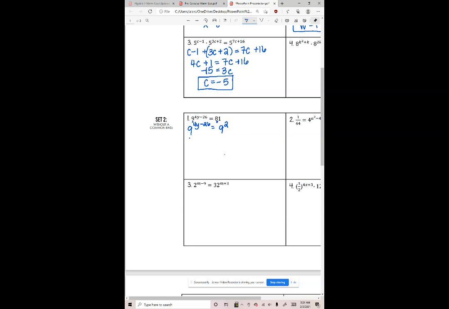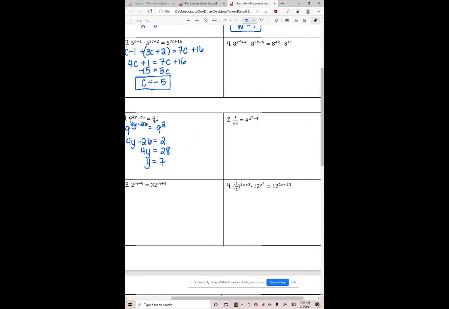Now they have the same base. So you can put your exponents equal to each other. Oops, not 28, just 2. Sorry. Add 26 to both sides. So 4y equals 28. So y equals 7.